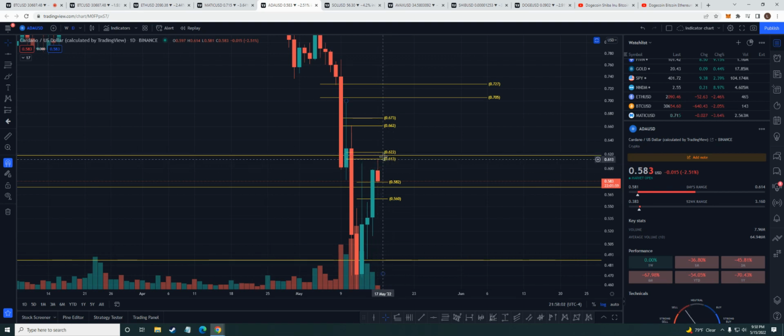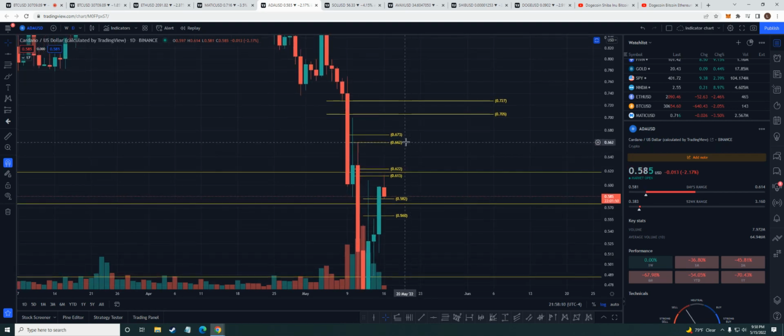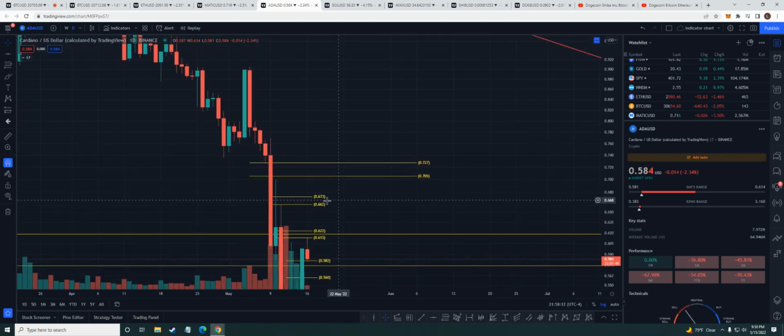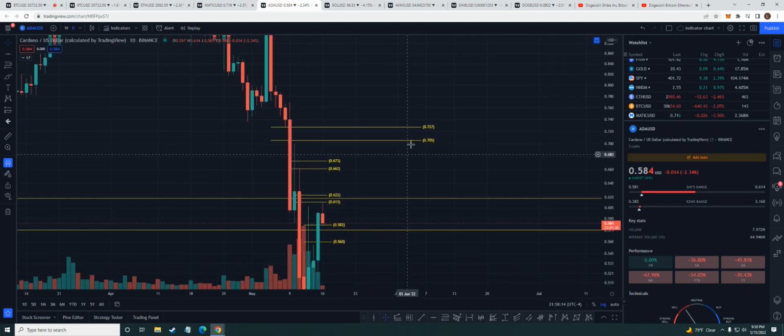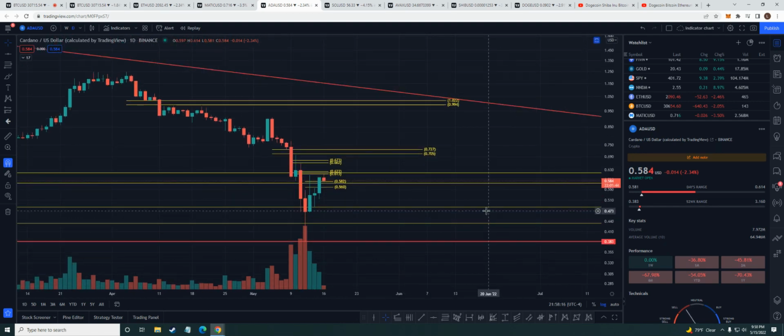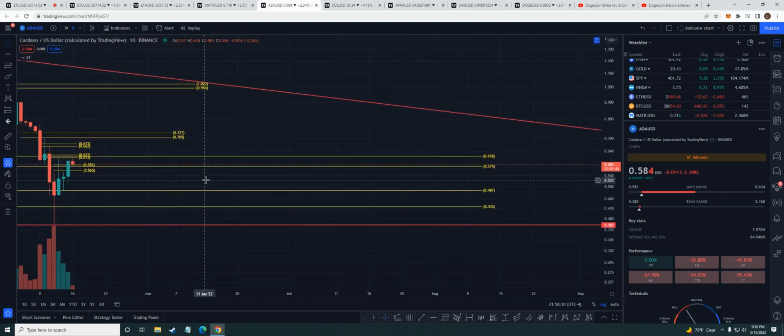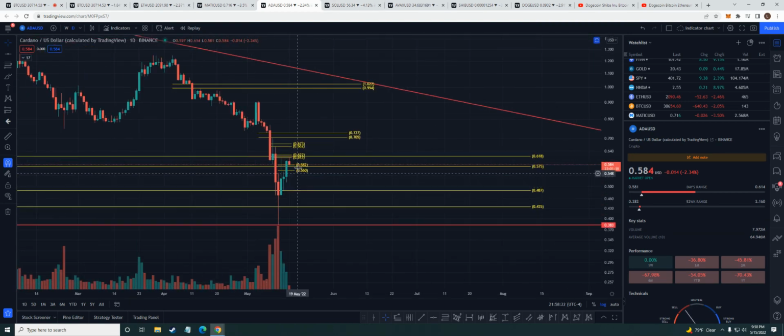So I want to see us break this area anywhere from 61.3 to 62.2. Then I want to see 66 and 67, and then 70 to 72 area. Okay, so that's what I'm looking at for Cardano. To the downside, like I said, 58 to 56, and then 48 to 43. I want to see that hold up.